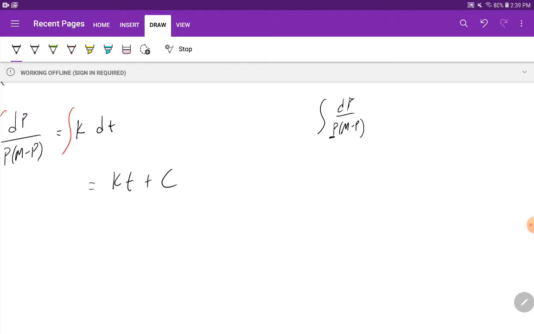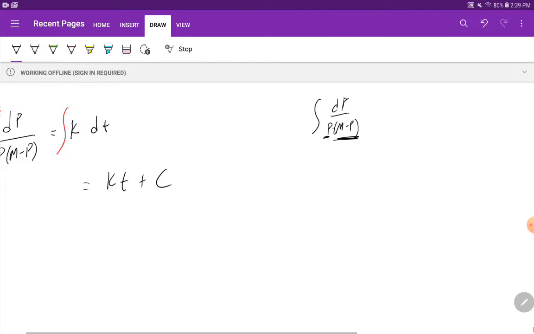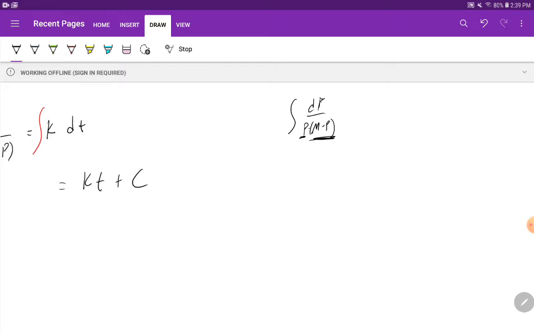I'll give you a hint. There's something going on there. There's two pieces, and it's a fraction. All right, I'll just say it. This is a partial fractions problem, believe it or not, where one of the parts is p and the other part is m minus p. So what are we going to do? We're going to rewrite it as two fractions. So it's going to be the integral of a over p dp plus the integral of b over m minus p dp.